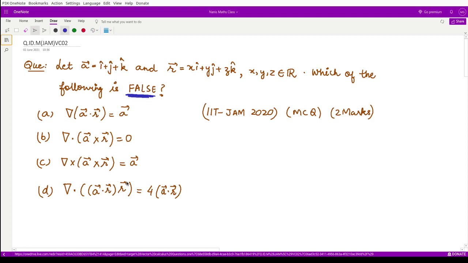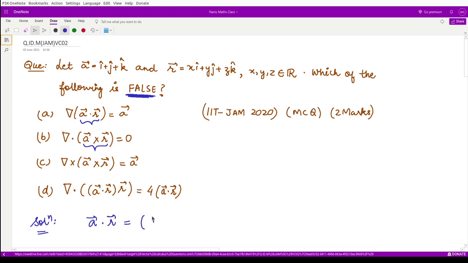So here we are to perform two things. First of all, if you can see here, a dot r is coming frequently and a cross r is also coming frequently. So let us first calculate this. For the solution, let me first calculate a vector dot r vector.